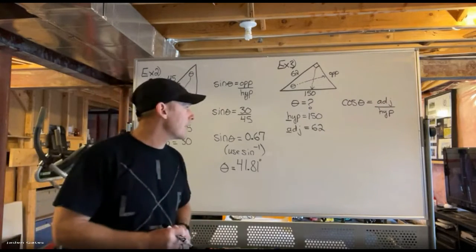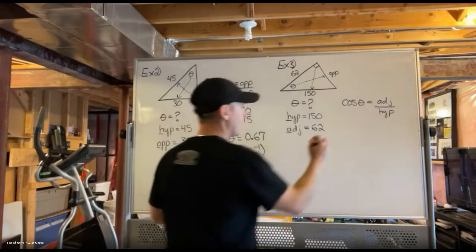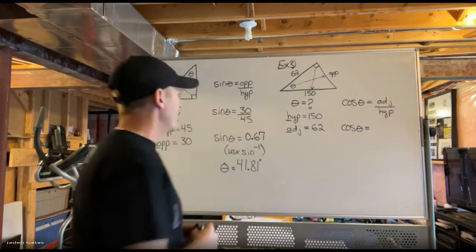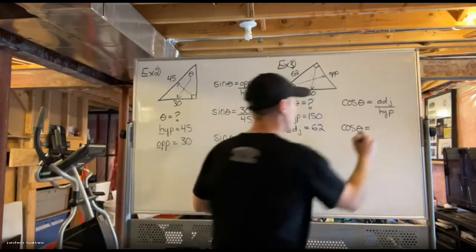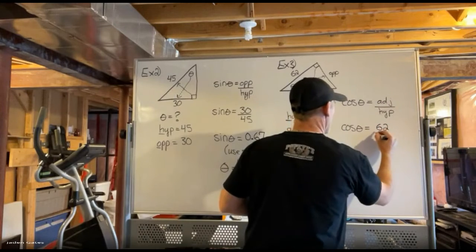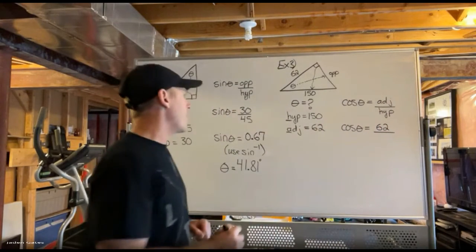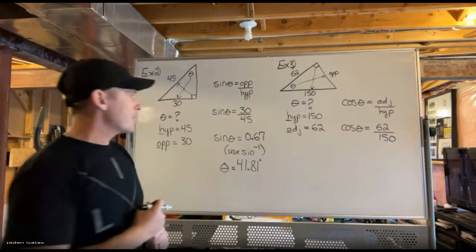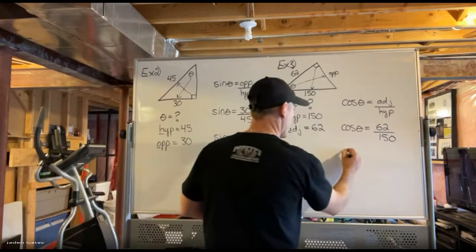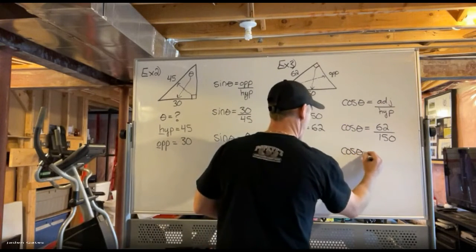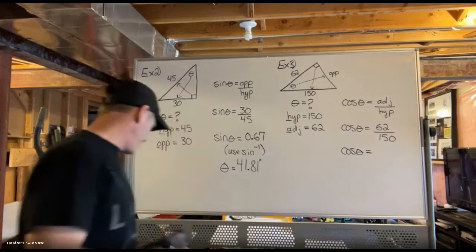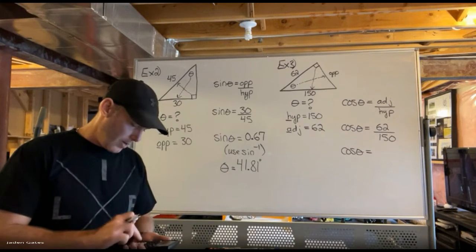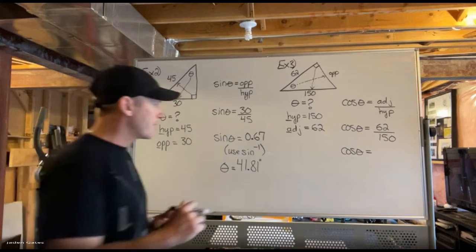Now I'm going to be substituting in. So I have my cos theta. My adjacent's on the top, so that's my 62. And my hypotenuse is on the bottom, so that's my 150. Now just simplifying things here. I'm going to find out what 62 divided by 150 is. Just give me a second. 62 divided by 150, I get 0.41.